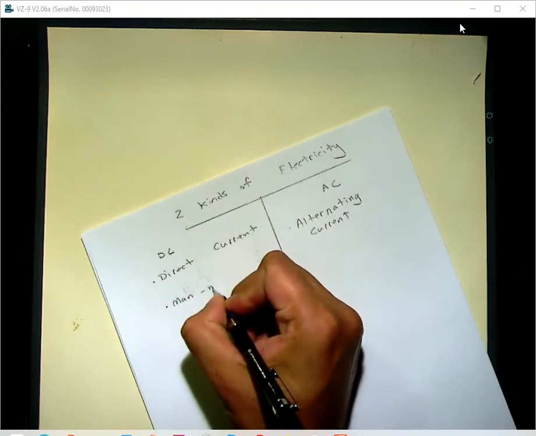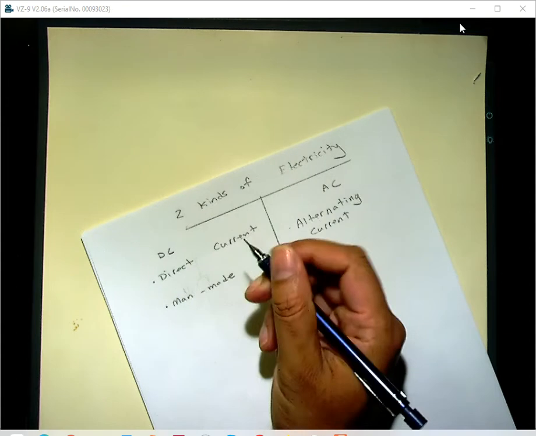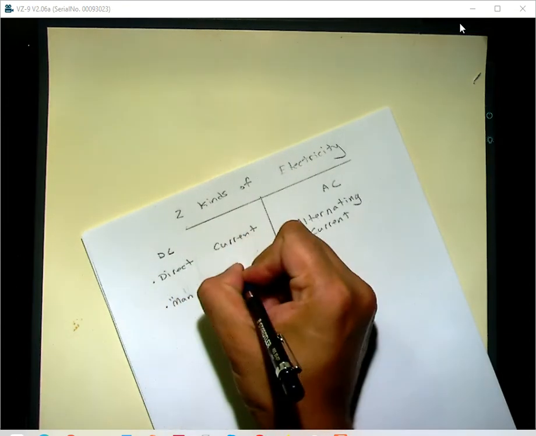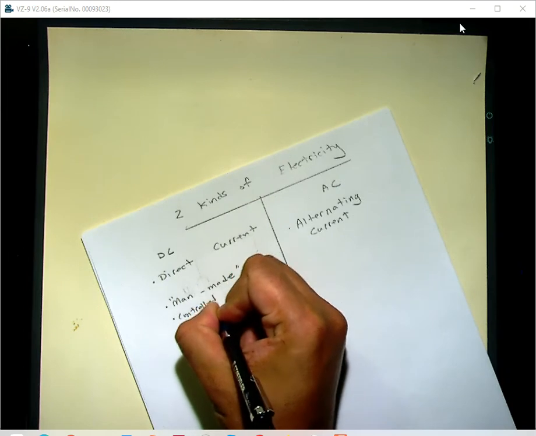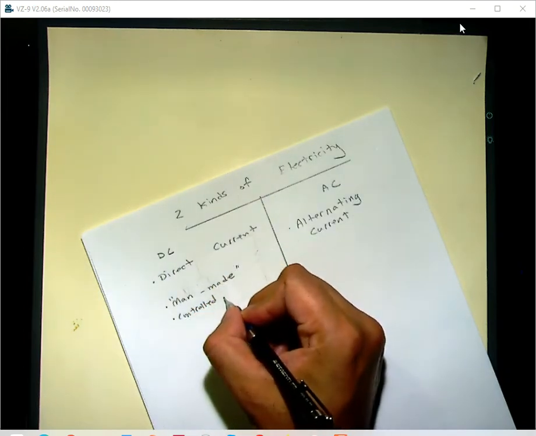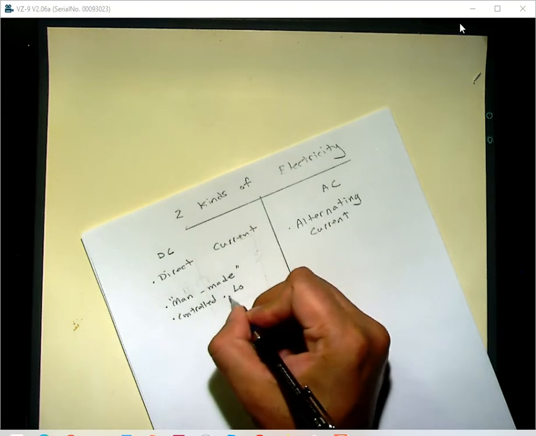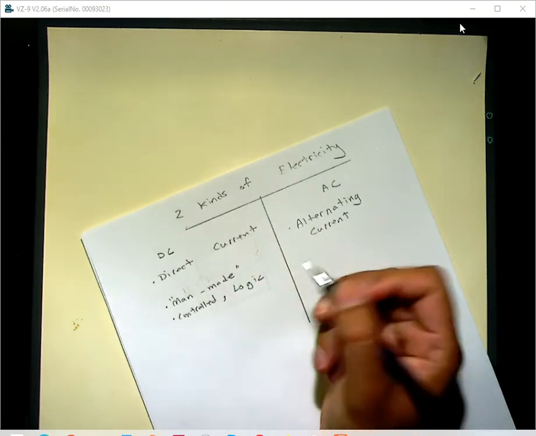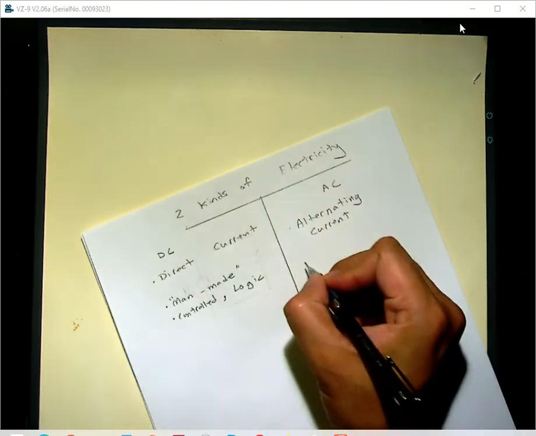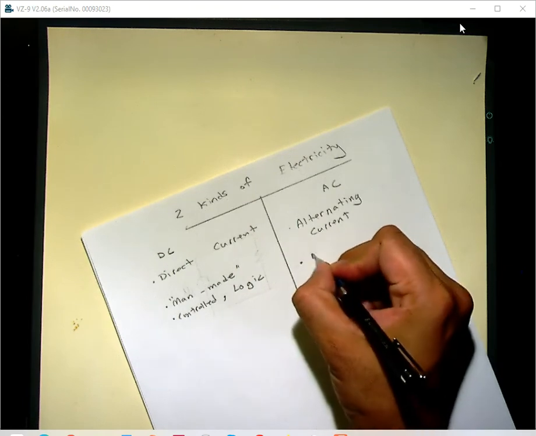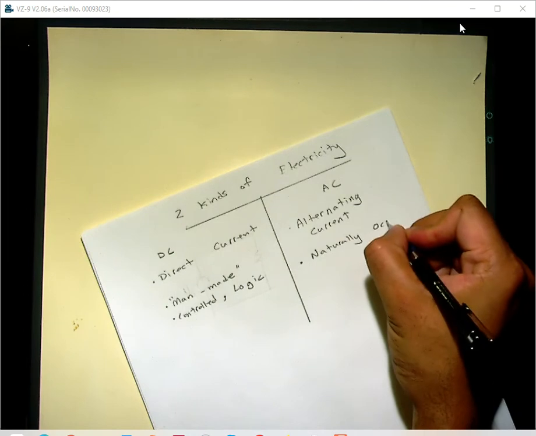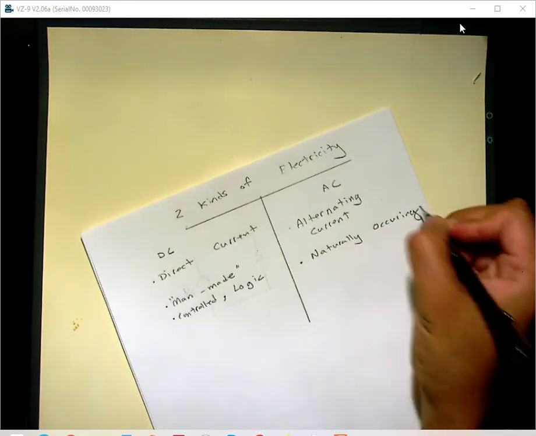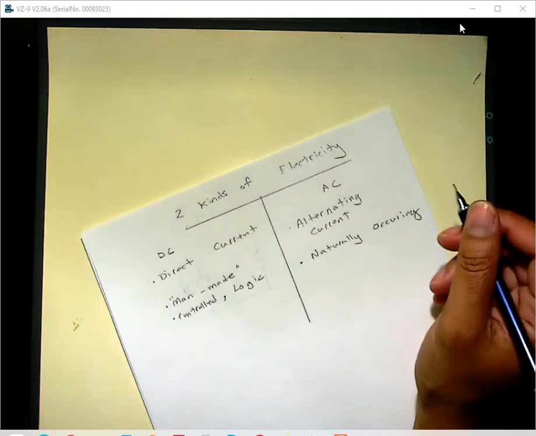It's not man-made, but we can call it man-made, and I put quotes around it, but it's really controlled, and it's actually used for logic. AC is basically naturally occurring. An AC environment is naturally occurring.